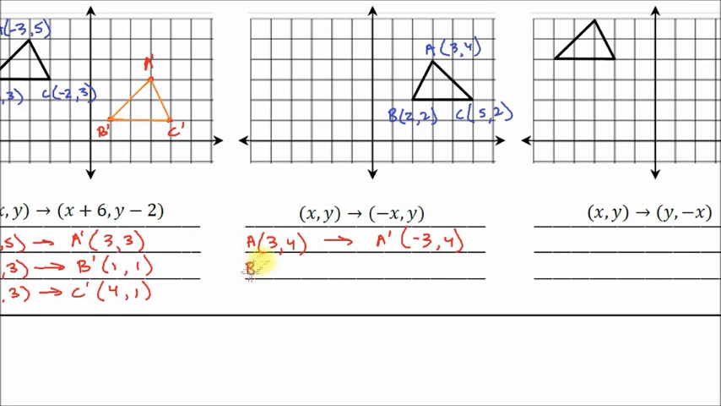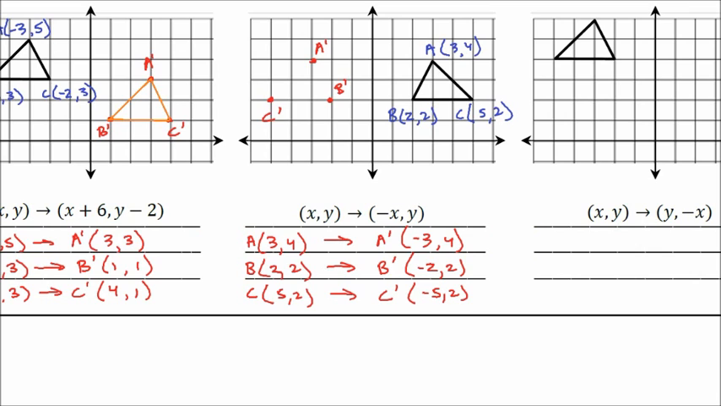All right, let's try B. B started off as 2, 2. That's going to transform to B prime, which is negative 2, 2. Remember, flip the sign of x, keep the sign of y for this one. And then C started off at 5, 2. And that's going to now end up being C prime, which is negative 5, 2. Let's go ahead and plot our new points. A prime is at negative 3, 4. B prime is negative 2, 2. C prime is at negative 5, 2.